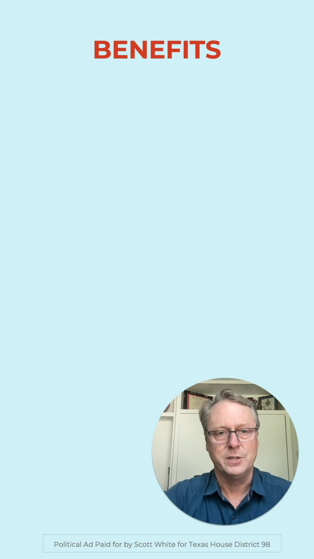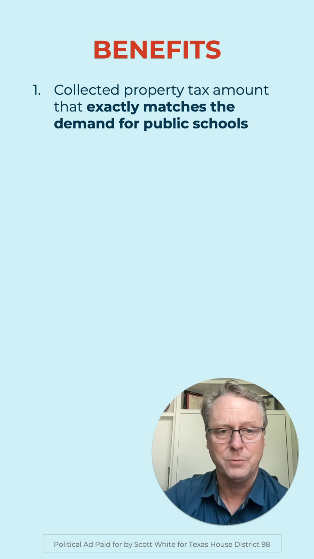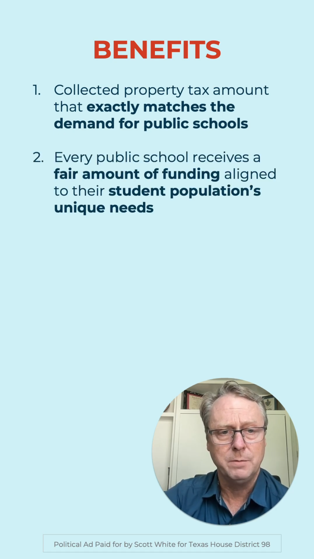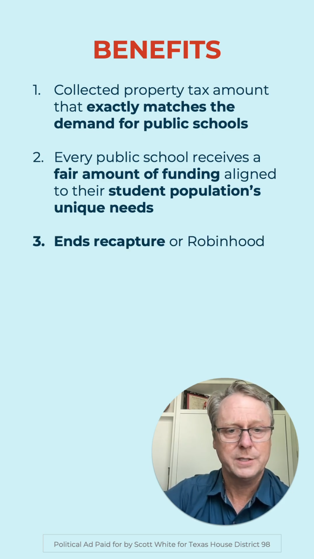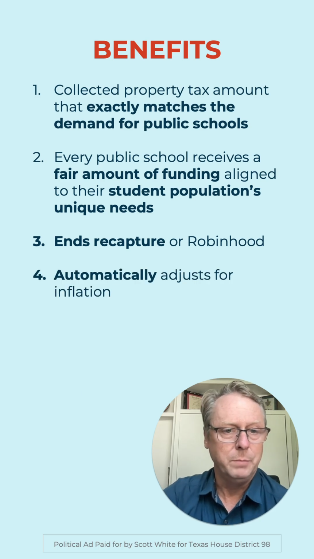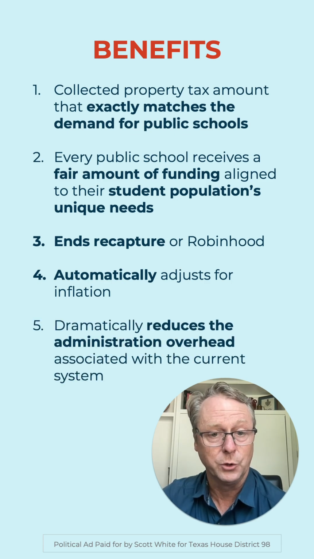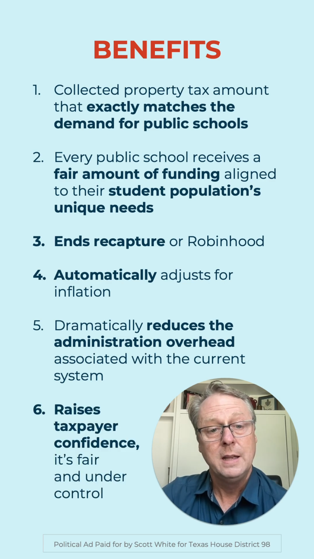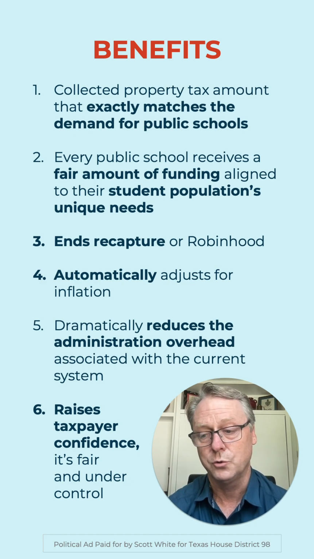So there's many benefits to this system, right? The first one is we always collect a property tax that exactly matches the demand for our public schools. Every school would receive a fair amount of funding aligned to the unique needs of their student population. It ends the recapture process or the Robin Hood process. Adjustments for inflation are automatic and built into the solution. It dramatically reduces the administrative overhead associated with the current system because we're using standard business processes and terminology. And it really raises our taxpayer confidence that it's fair and under control.